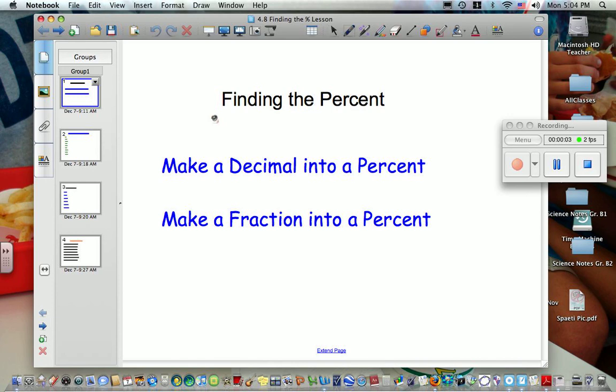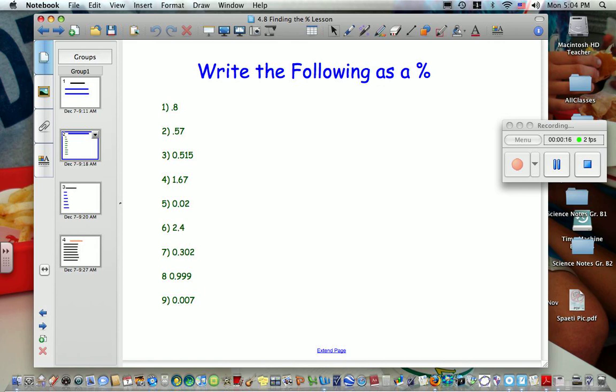Alright, today's lesson is about finding the percent of a decimal, or a fraction, or even of a sentence. What we're going to start off with is finding the percent if you're given a decimal. If you're given a decimal of 0.8, you simply multiply it by 100, which is exactly the same as moving the decimal over two decimal places. So 0.8, if you move it over two places, becomes 80%. It's that simple. 0.57, move the decimal over two places, it becomes 57%.